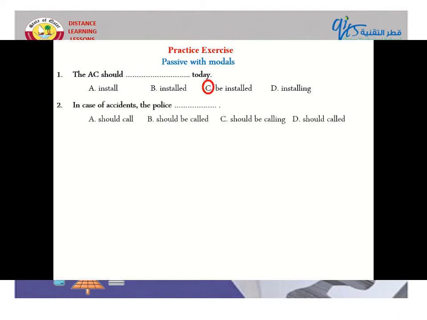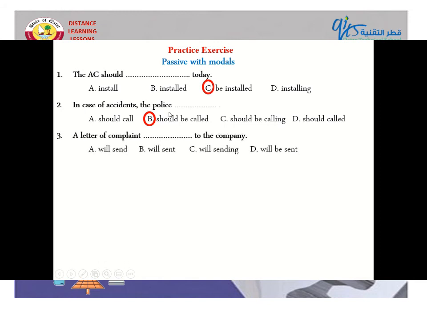Number 2, in case of accident, the police. Good, so we need the modal verb plus be and the past participle. Modal verb, okay, wrong. Should, modal verb, be, past participle. So this is correct. This is not correct because we have ing here. It's not a past participle, and here be is missing.